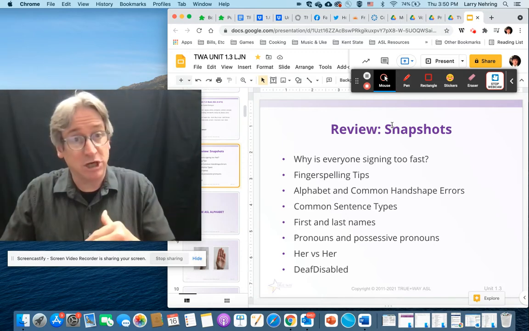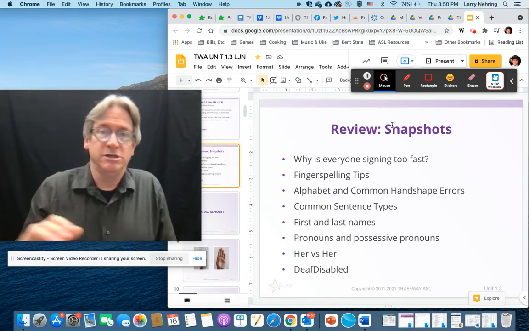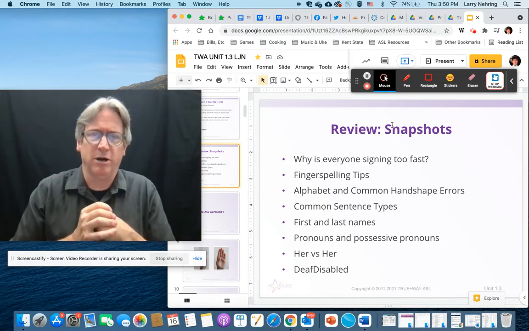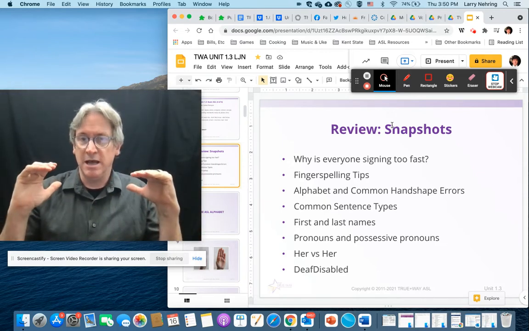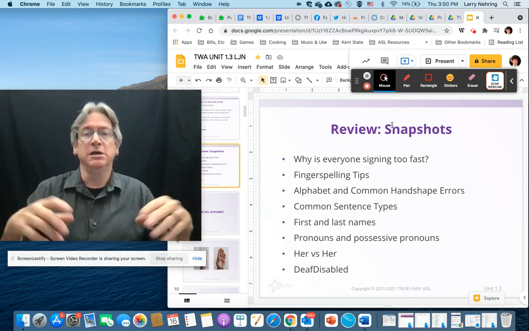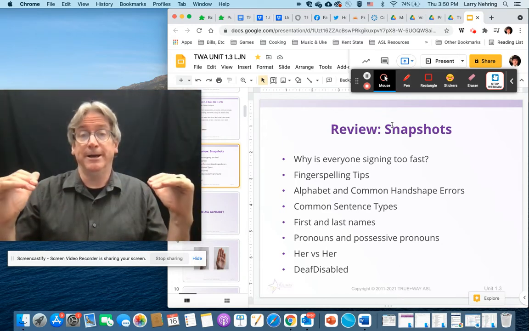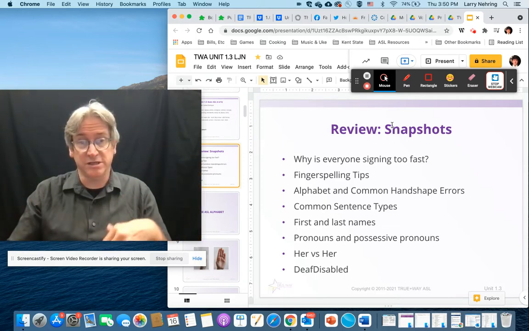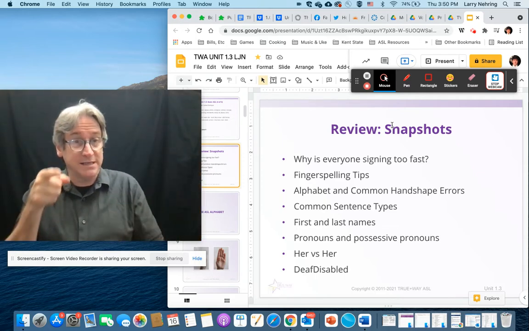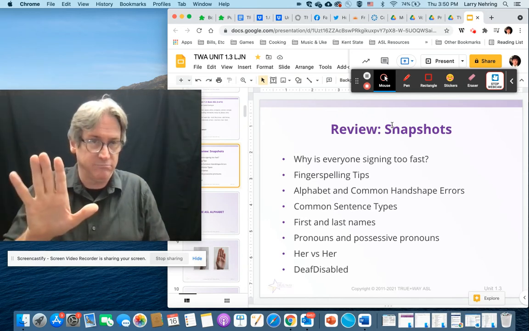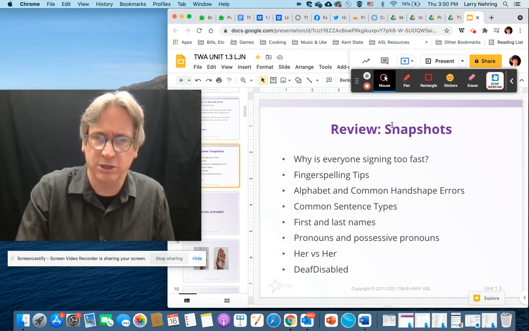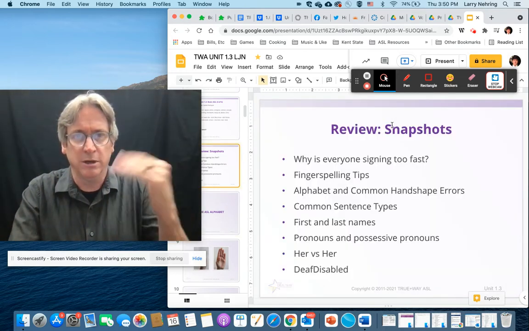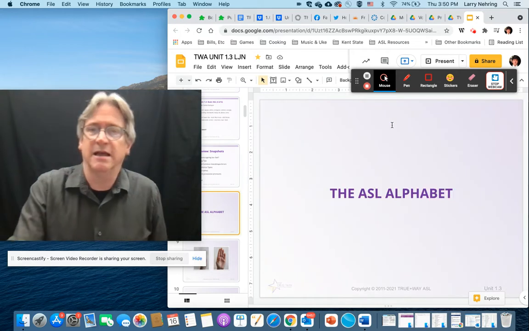I just wanted to double check that I had these in the right order. So the snapshots, as they're listed in the modules, start with why is everybody signing so fast? I've explained it, but watch the video and read the paragraph. Same thing with fingerspelling tips, corrections, common handshape errors, common sentence types, first and last names, pronouns, possessive pronouns, her versus her. That's the one about the difference between the two signs, and I'll explain that, and there'll be some pictures in the slideshow. And then the essay on Deaf-Disabled. I know this is repetition, but this is specifically looking at the snapshots.